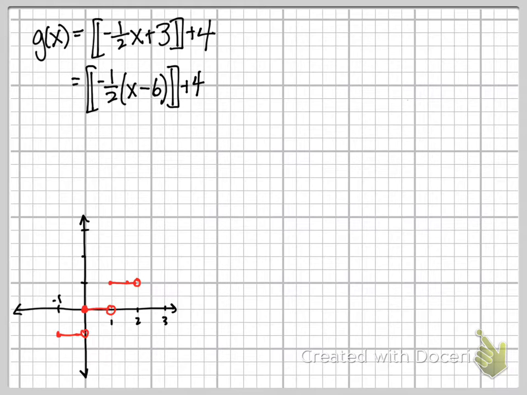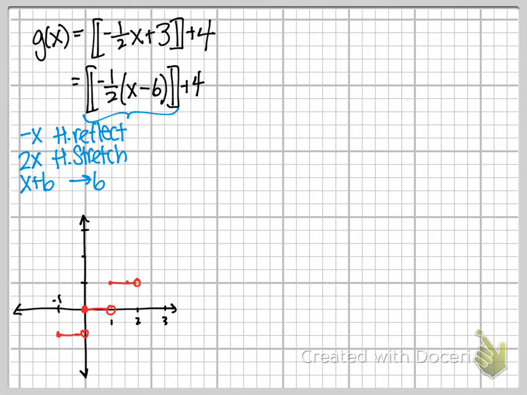I like to write out all the changes that are going to happen to my x's and y's. So everything inside is x changes, right? I've got a horizontal reflect, which is that -x. I'm going to do 2 times x would be a horizontal stretch. And I'm going to do x plus 6, which would move us to the right 6. And then the only y change we have on the outside is that +4. So that'll be y plus 4, which would move the graph up 4.